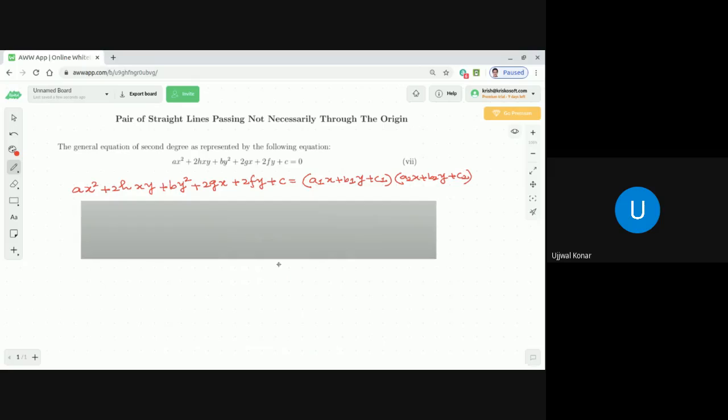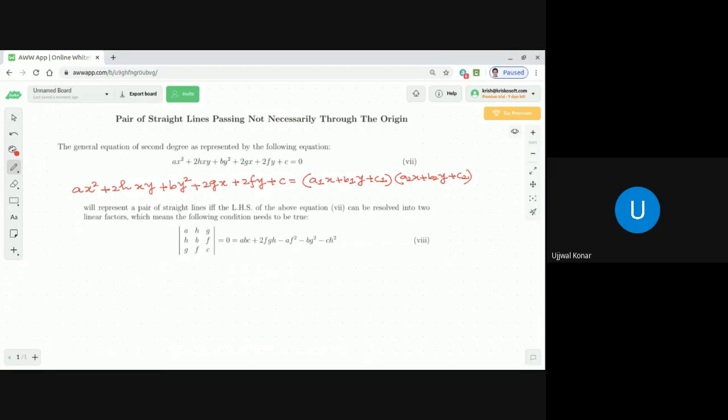So what is this, dear students? Now this equation will represent a pair of straight lines if the left hand side of the above equation 7 can be resolved into two linear factors, which means the following condition needs to hold true: the determinant with rows a, h, g; h, b, f; g, f, c is equal to 0. And if you find the value of this expression, you will get abc plus 2fgh minus af square minus bg square minus ch square.